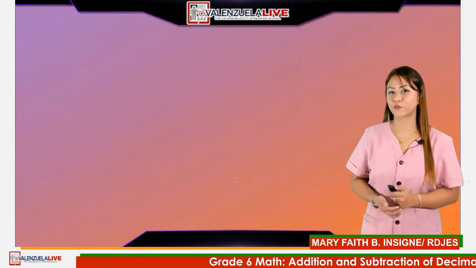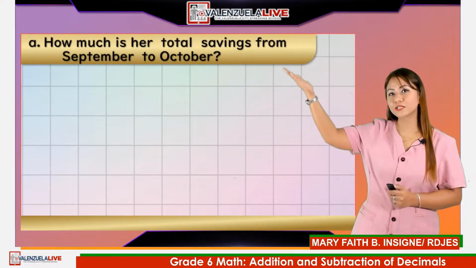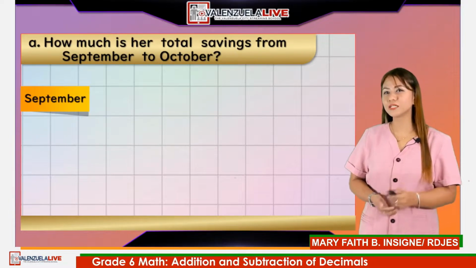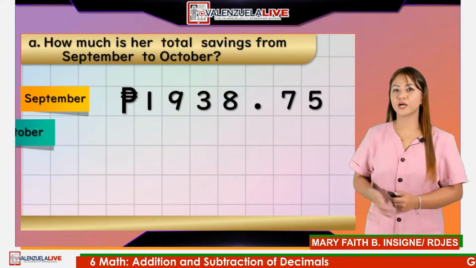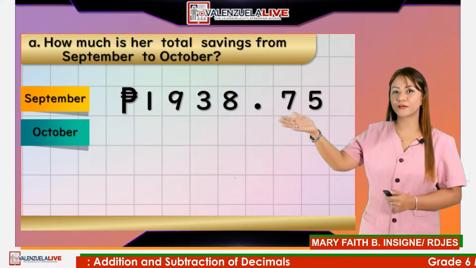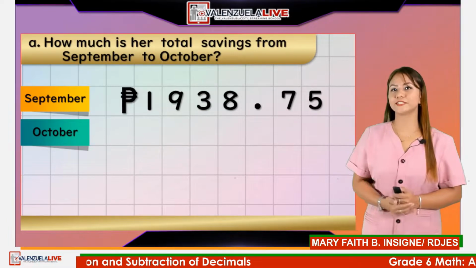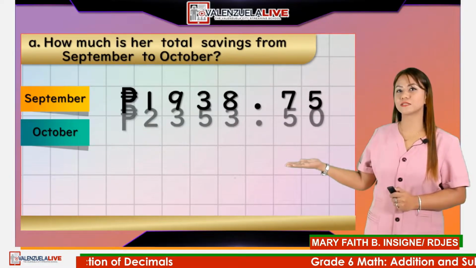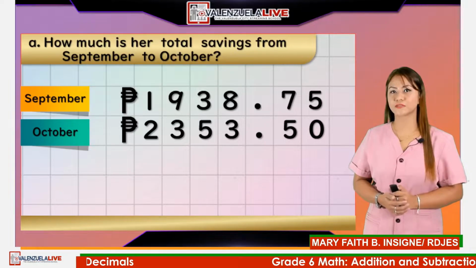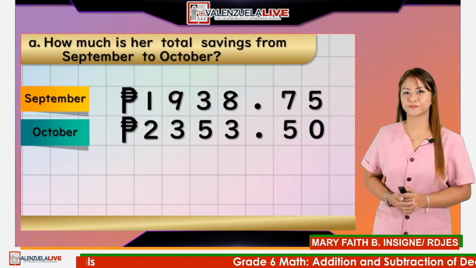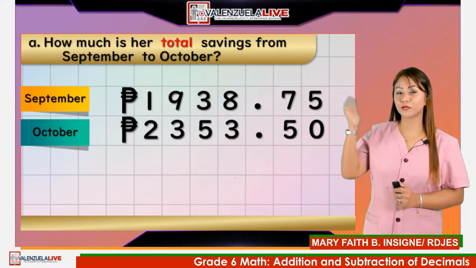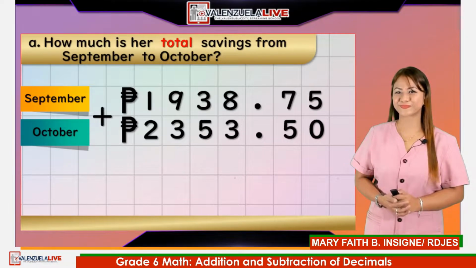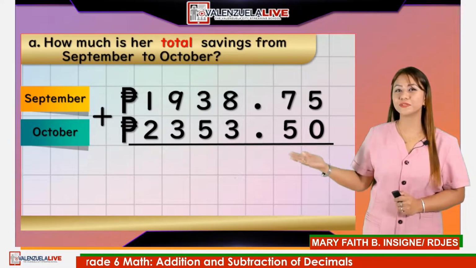Let us answer the first question, which is how much is her total savings from September to October? Next, write down all the given facts or information. We have the total amount of savings for September, which is 1,938 pesos and 75 centavos, while in October, the amount of savings is 2,353 pesos and 50 centavos. Since we are going to get the total amount of her savings, we need to use the operation which is addition.